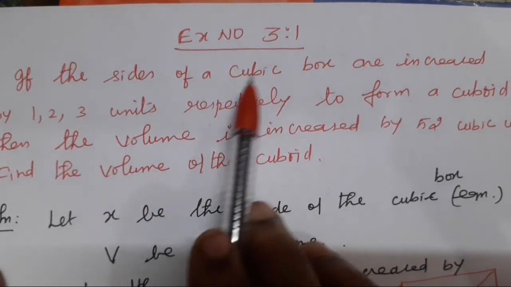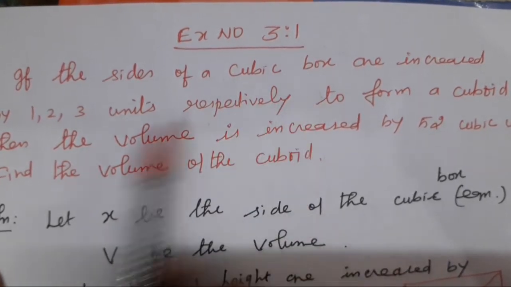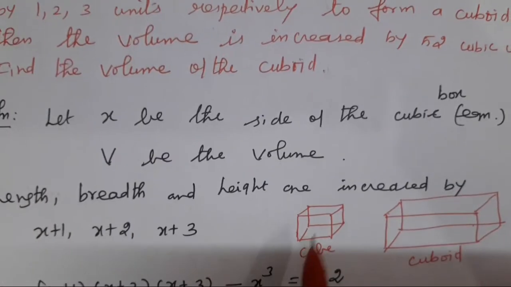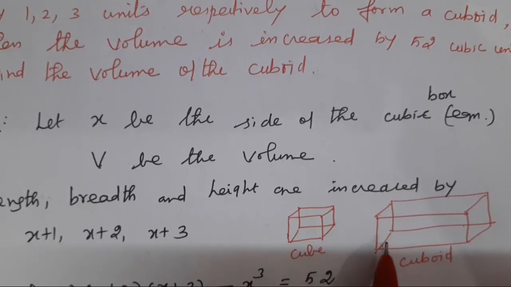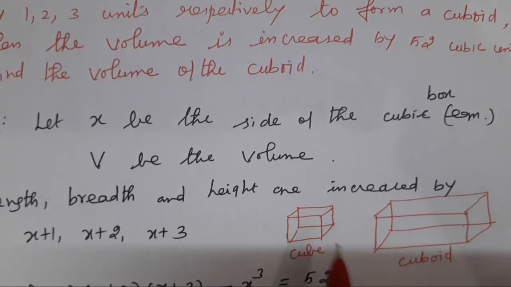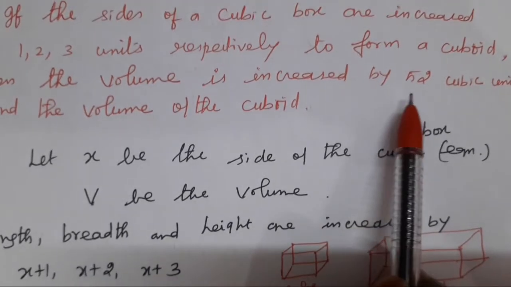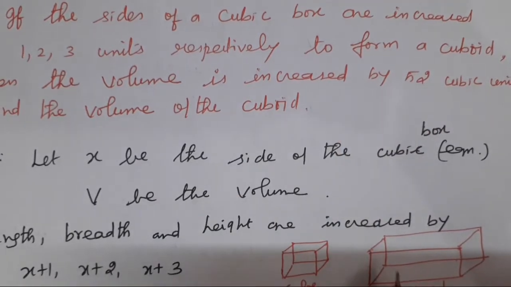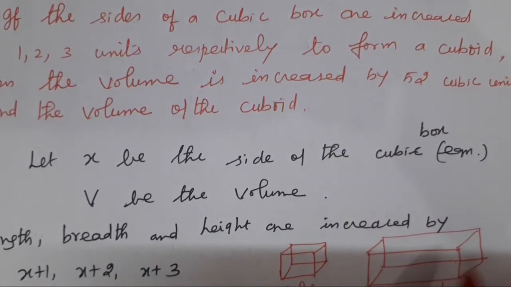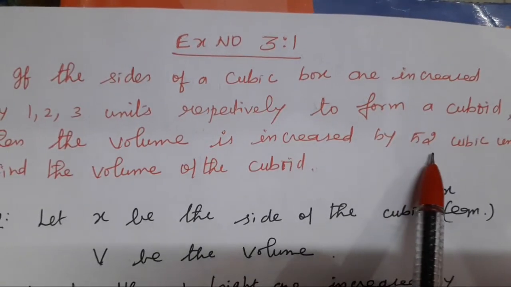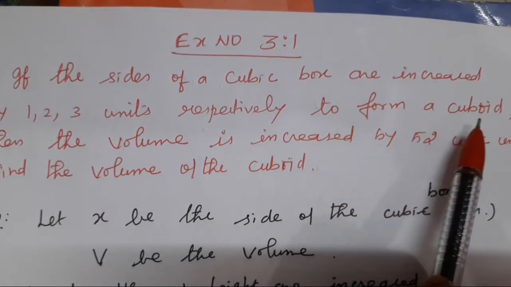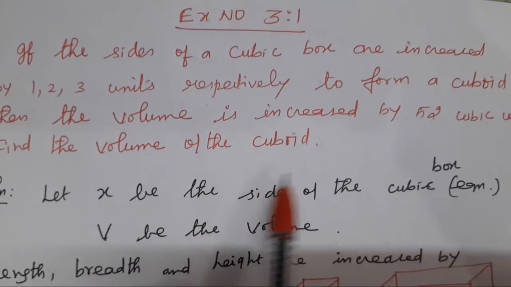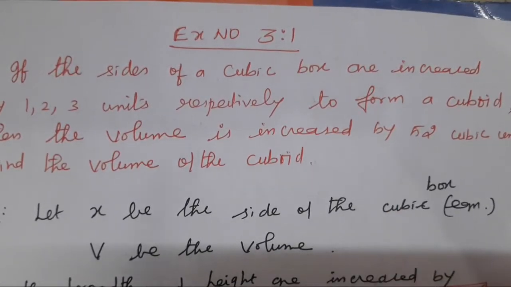Now listen, the question is given: a cubic box whose sides are increased by 1, 2, 3. Suppose this is a cube. If it is increased lengthwise, breadthwise and heightwise, the cube becomes a cuboid, therefore the volume also increases. The increased volume is 52 cubic units. We need to find the volume of the cuboid.